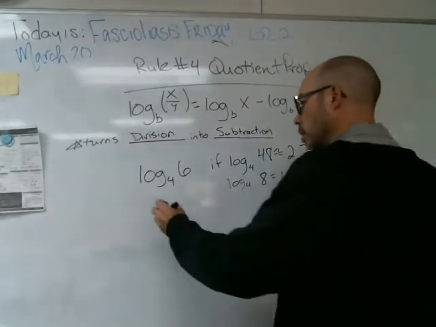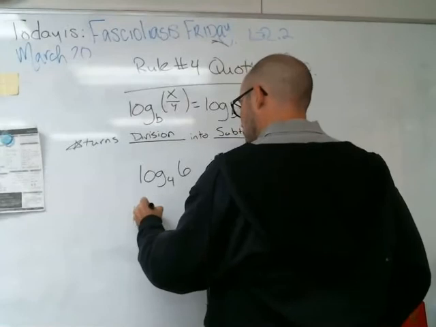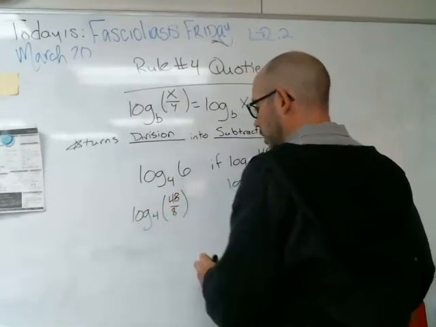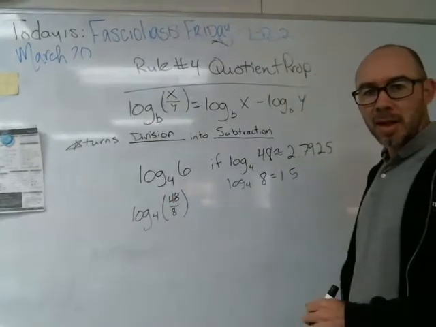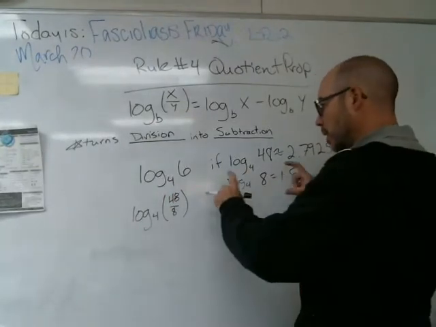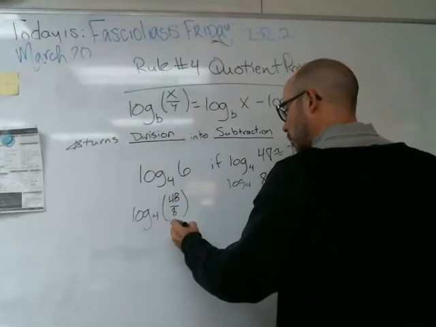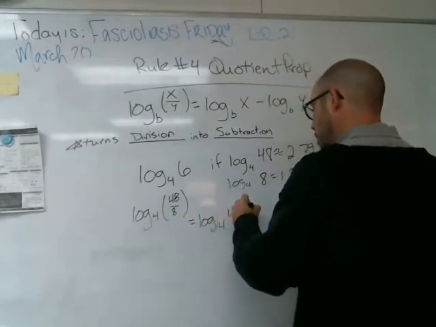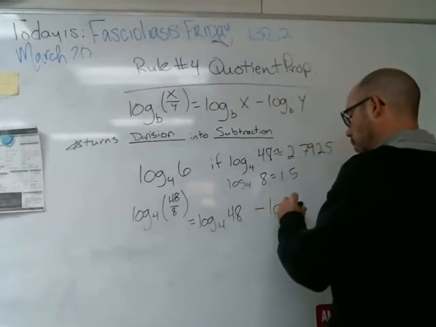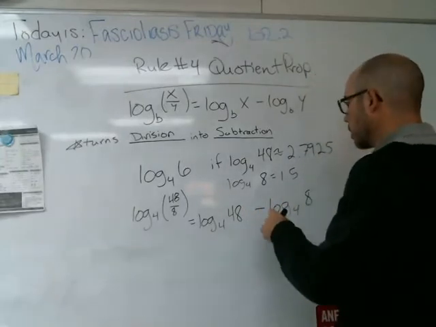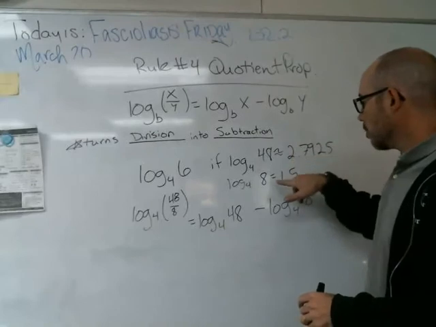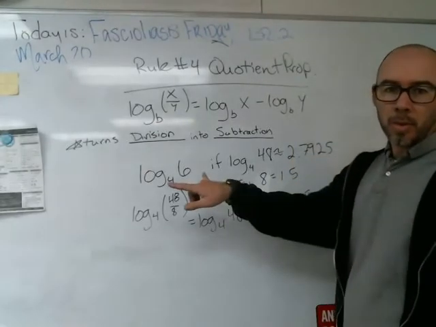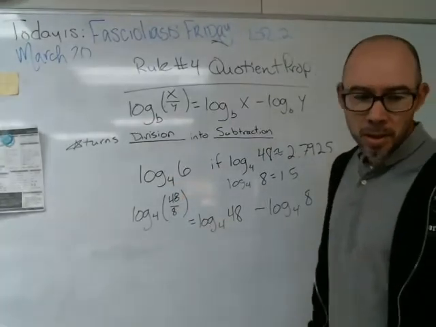We can just make this into 48 eighths. That's equivalent to 6. And then this rule says we can split that up and do some subtraction. That is the log base 4 of 48 minus the log base 4 of 8. So we're going to have this minus that as our answer, and that will match what you would get on your calculator.